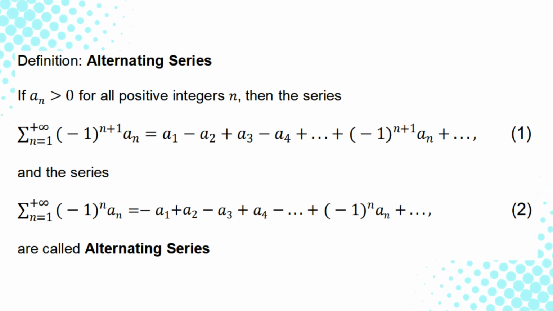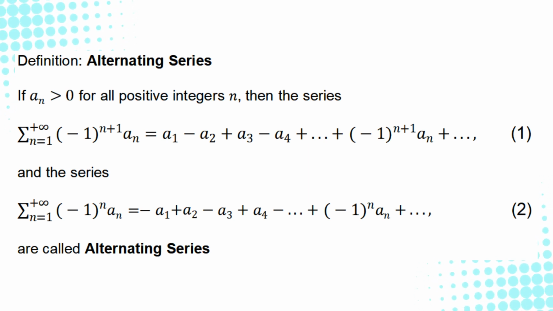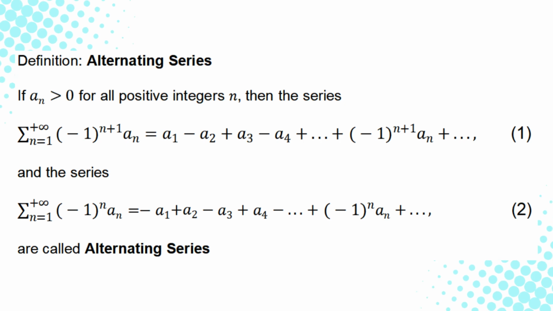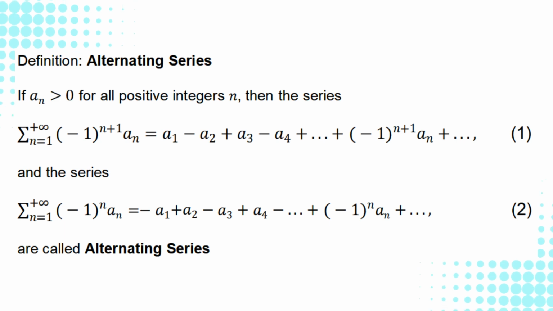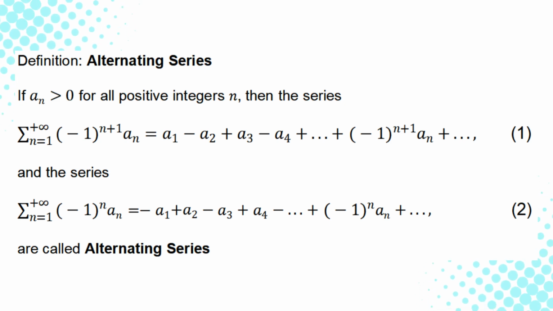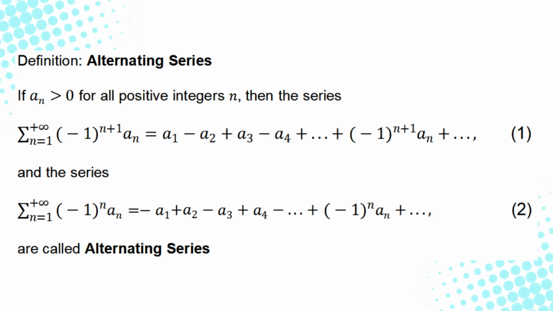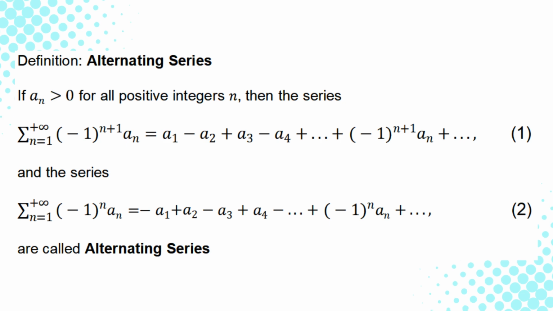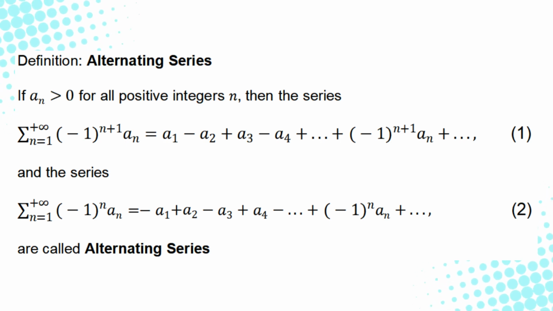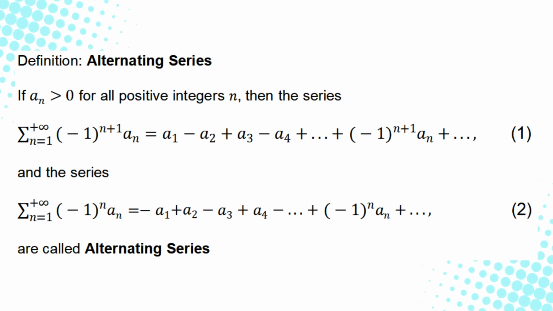Definition of alternating series: if a sub n is greater than 0 for all positive integers n, then the series the sum of (-1)^(n+1) a sub n from n = 1 to infinity equals a sub 1 minus a sub 2 plus a sub 3 minus a sub 4 plus and so on until (-1)^(n+1) a sub n, and the series the sum of (-1)^n a sub n from n = 1 to infinity equals negative a sub 1 plus a sub 2 minus a sub 3 plus a sub 4 minus and so on until (-1)^n a sub n, are called the alternating series.